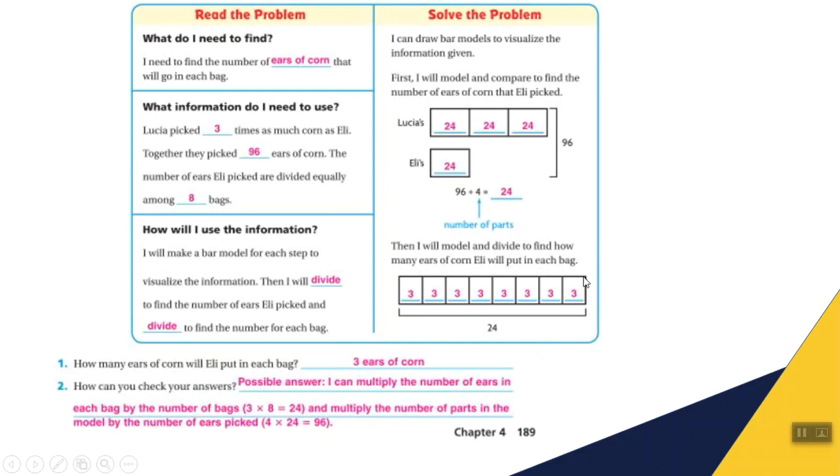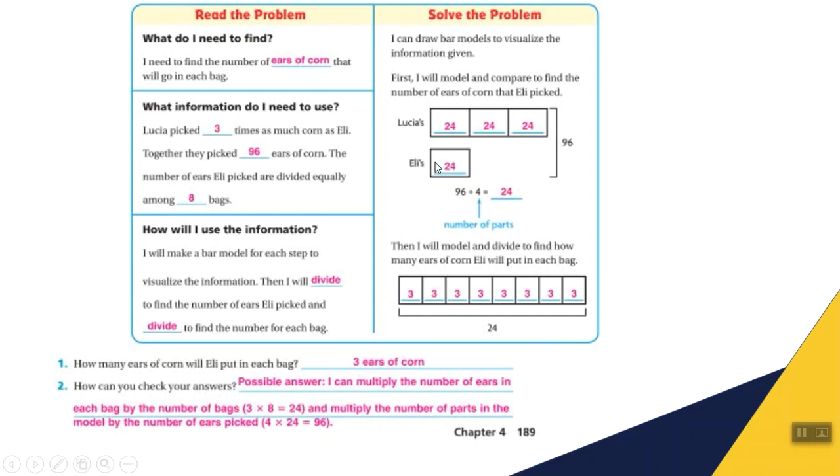Actually, while finding 3, I did division. What I did? 24 divided by 8. So in this situation, if I do multiplication, I will write 3 times 8 equal 24, because I put 3 ears of corn for each bag, and in total I have 8 bags. So how many ears of corn I put in total? 24. Perfect.